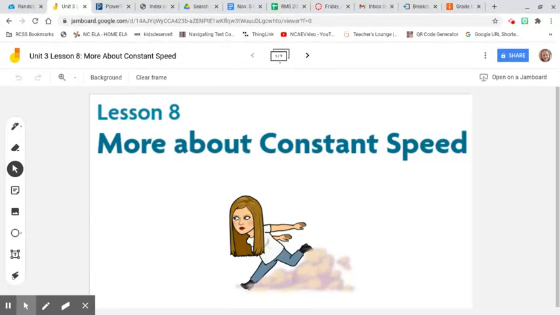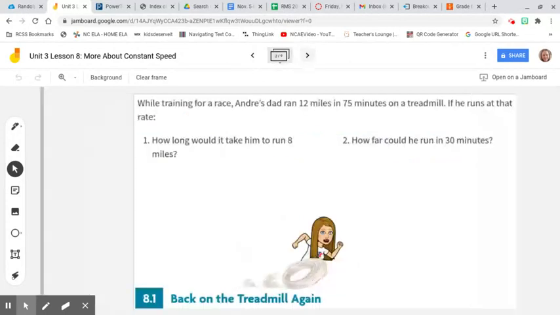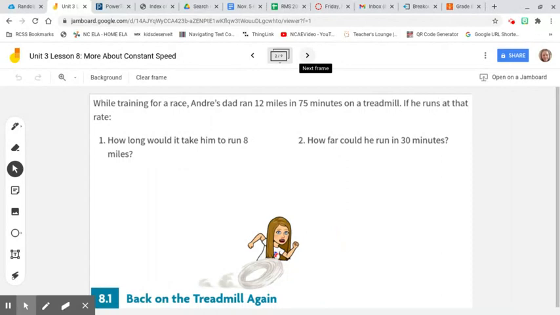So today is lesson 8. We are skipping lesson 7. So we're going to be talking more about constant speed. In activity 8.1, we are back on the treadmill again.